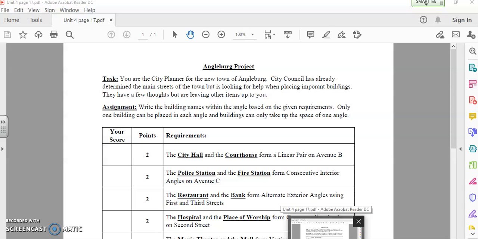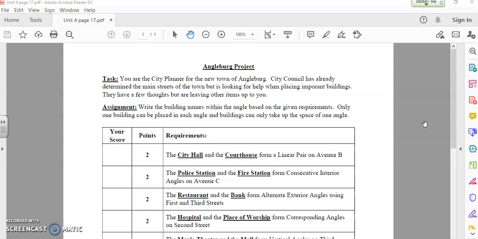Hey guys, so I'm going to briefly go over what you need to take care of for the Angleburg project, which is the last 2 pages in your Unit 4 packet. So if you have a packet, my suggestion is to carefully rip off pages 17 and 19 because it's probably going to be easier to work with them sort of side by side rather than in the packet itself.